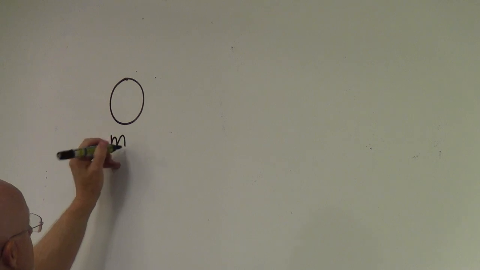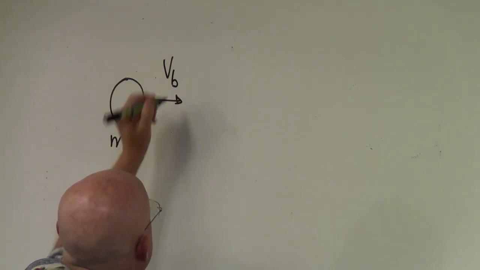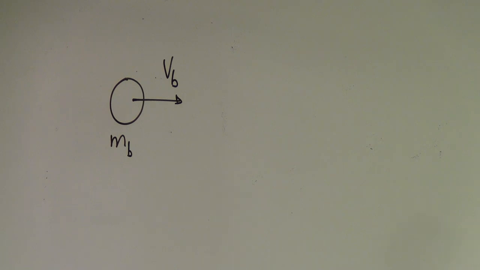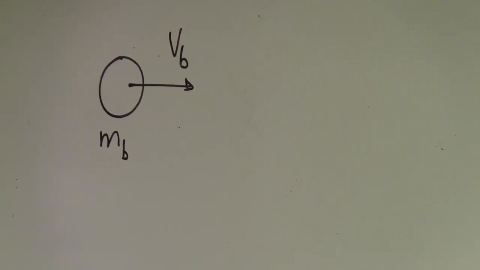Come over here to the board with me, and I'm going to draw a couple of pictures. I'm going to start with a sphere. It's actually a ball bearing. Let me call it a cannonball, and let me call it mass sub B for the mass of the ball. And let's just say that ball is moving with some speed, V sub B, for the velocity of the ball. I just want to double check that this is the same notation your author uses. All right, so he does.